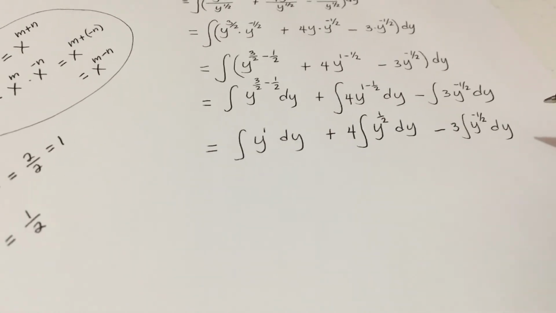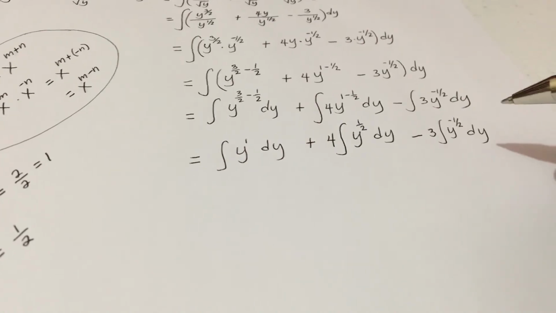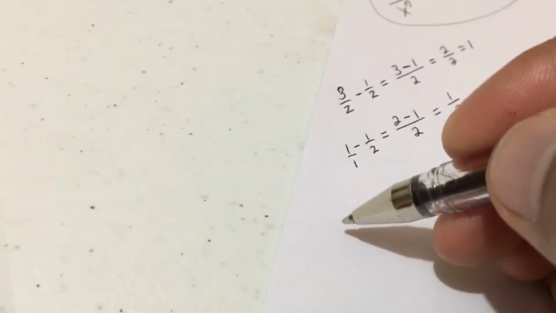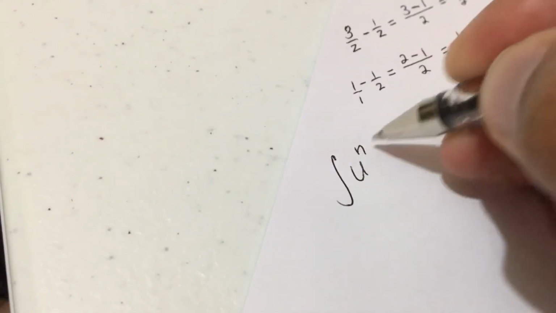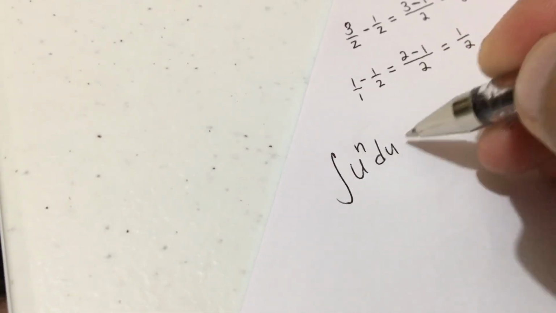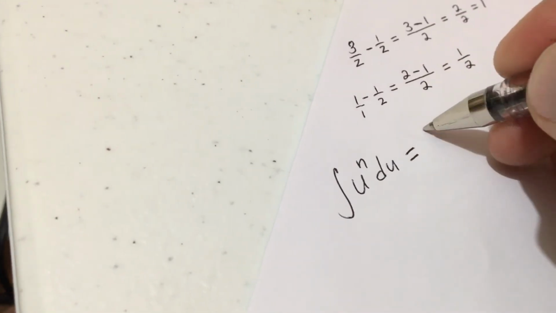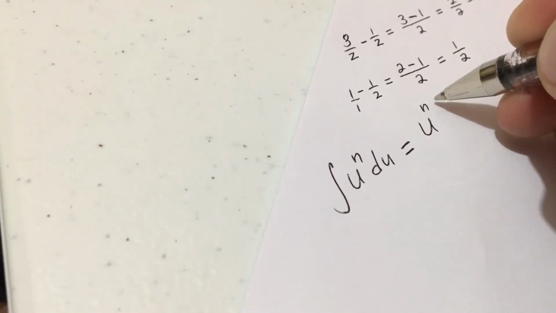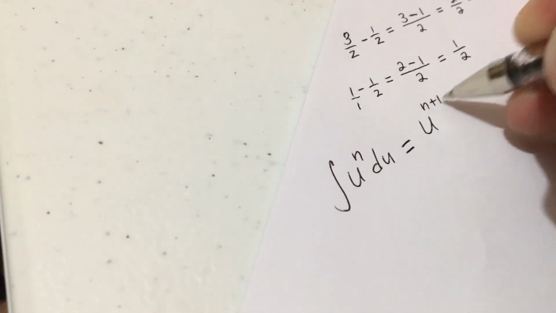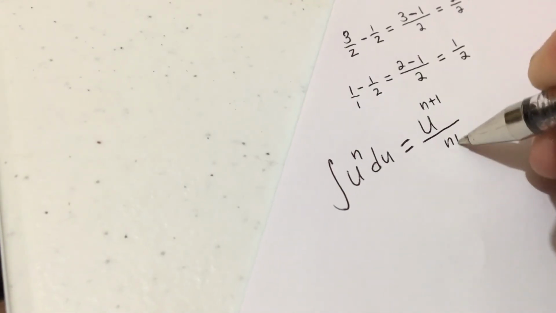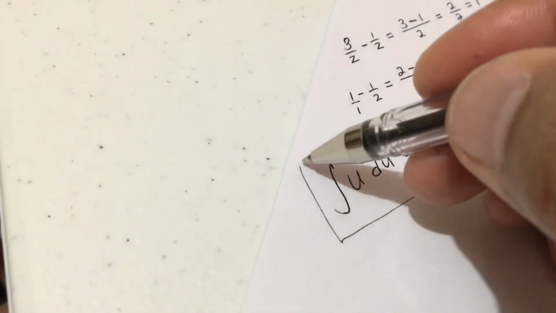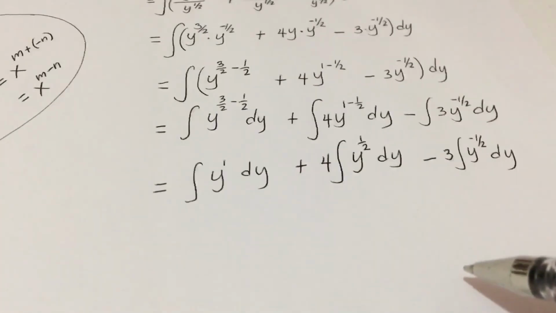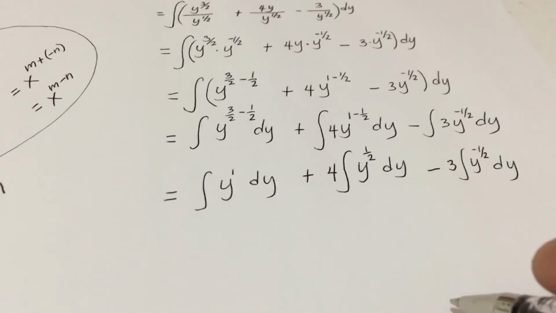So we can now apply the formula. In this case, we can use the power formula, which is the integral of u to the n du is equivalent to u to the n plus 1 divided by n plus 1 plus c. So we'll use this formula to solve this integral, and we'll do it for each term.